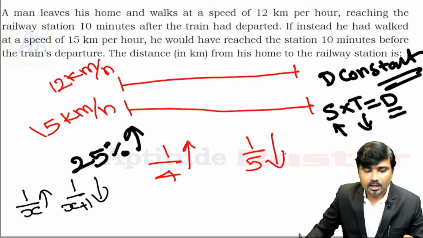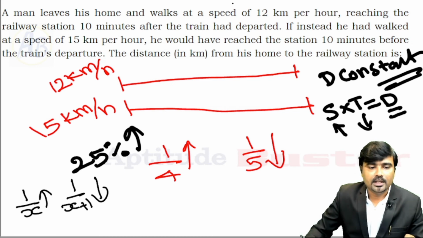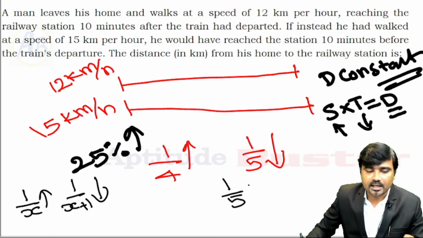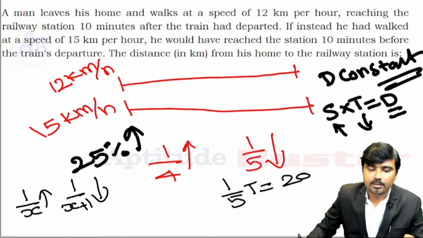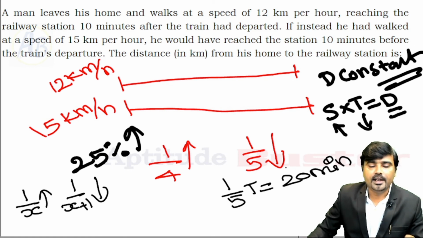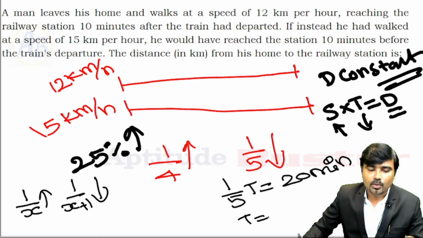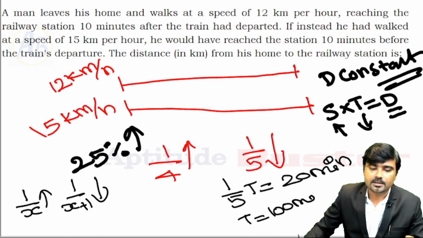Okay. Now the time is decreased by 1 by 5, right? The time difference is 1 by 5. 1 by 5th of the time is how many minutes? 20 minutes. I already explained why it is 20 minutes. Okay. What's the original time taken? Original time taken is 100 minutes.